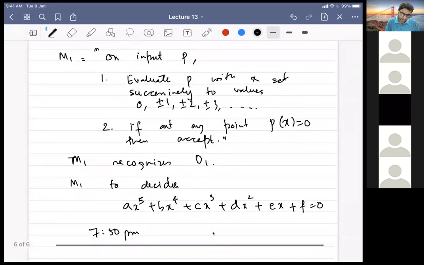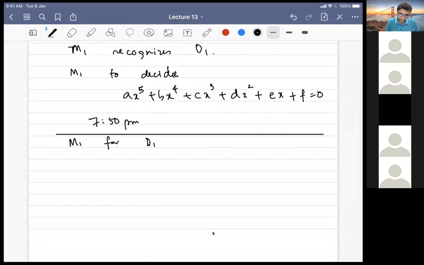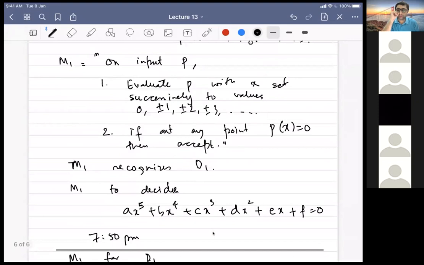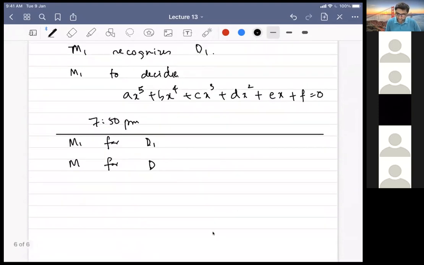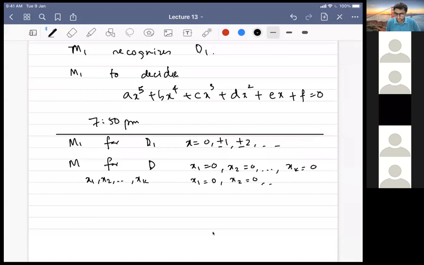So M1 is the machine for D1, right? We can construct a similar machine M for D. M1 recognizes the language of polynomials in one variable, so we can just test x equal to 0, then plus minus 1, plus minus 2, and so on. Let's say there are multiple variables, x1, x2, up to xk. We can say x1 equals 0, x2 equals 0, up to xk equals 0. Then we try x1 equals 0, x2 equals 0, and so on till xk equals 1. Then we can do minus 1 and so on. So we can iterate over all possible assignments.